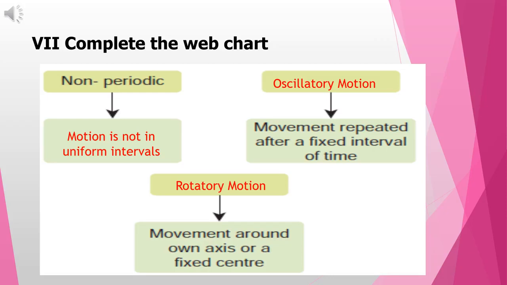Movement repeated after a fixed interval of time. The motion is oscillatory motion. The movement repeats, to and fro motion. The movement repeats after a particular time. The type of motion is oscillatory motion. Movement around own axis or a fixed center. It rotates about its own axis. The motion is rotatory motion.